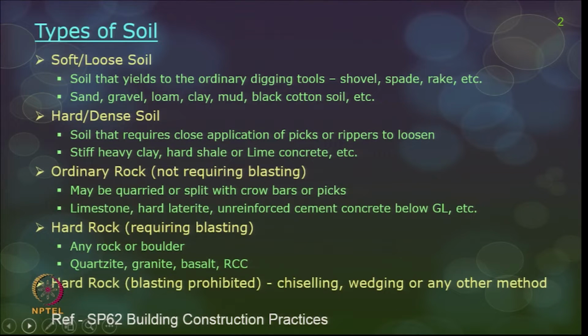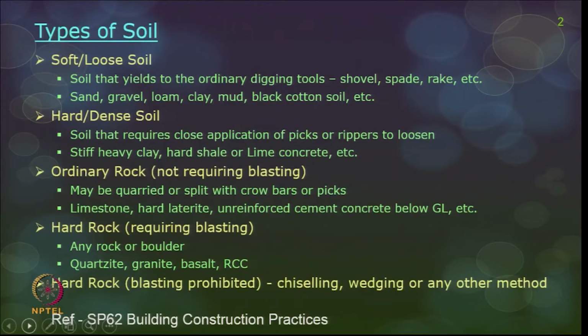As given in SP 62, there are several types of soil, soft soil or loose soil. Examples are sand, gravel, loam, clay, mud, black cotton soil and so on. You can use ordinary digging tools like shovel, spade or rakes for cutting the earth. The next type of soil is hard or dense soil, for example stiff heavy clay, hard shale or lime concrete. You may have to apply more energy and force, and accordingly use rippers or something, because you have to work closely and loosen the soil so that you are taking off the earth.